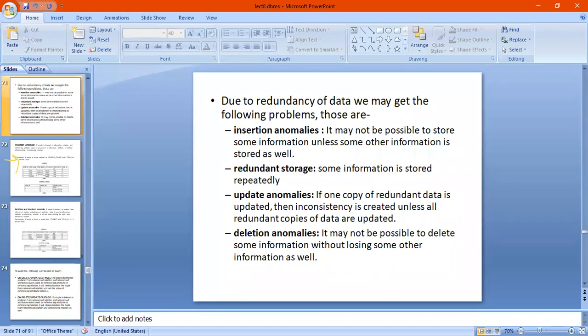Update anomalies: if one copy of the redundant data is updated, then inconsistency is created unless all redundant copies of data are updated. Deletion anomalies: it may not be possible to delete some information without losing some other information as well.